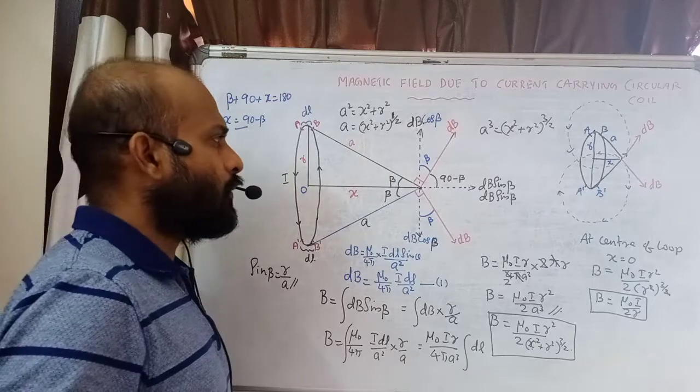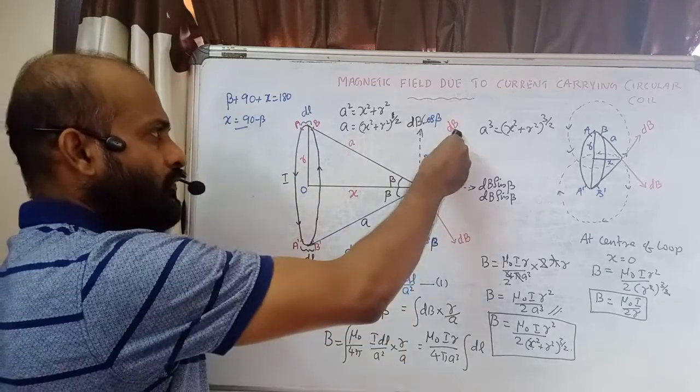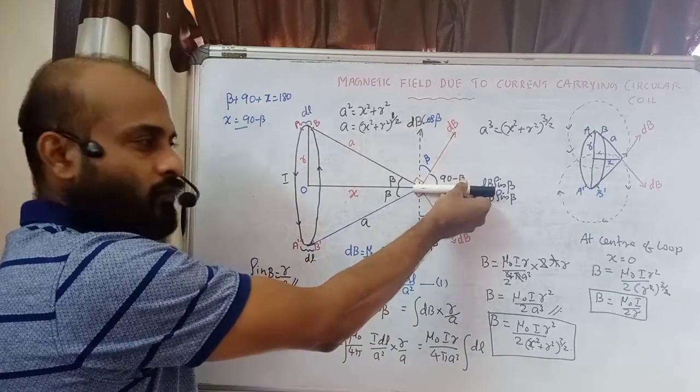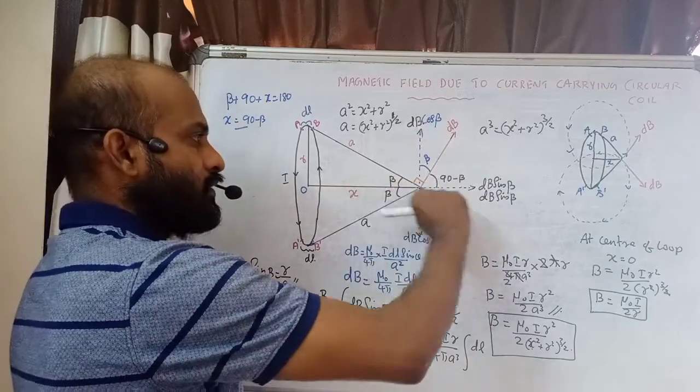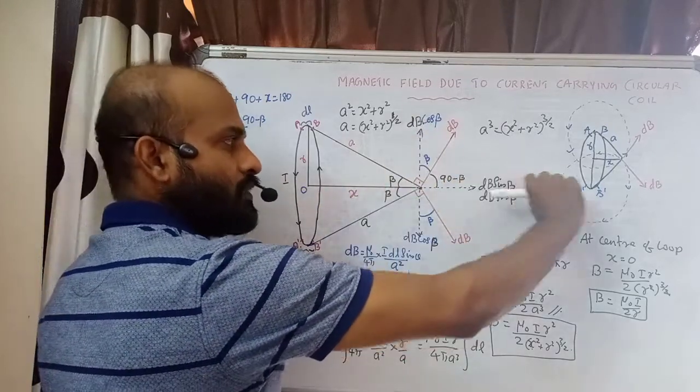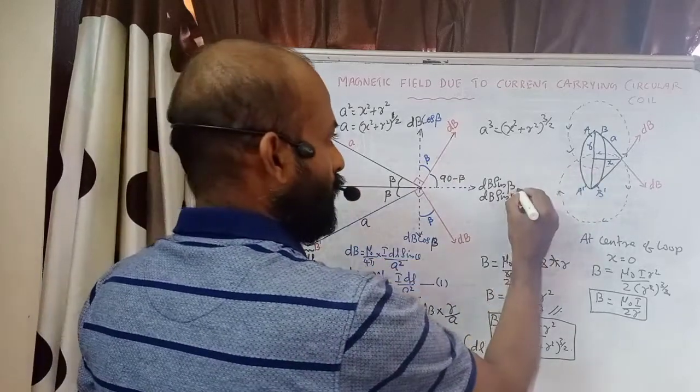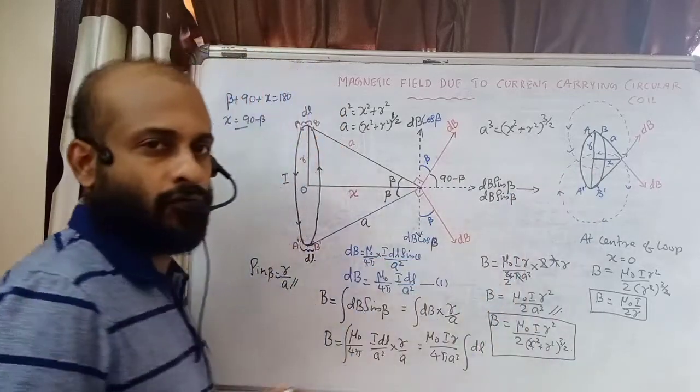Okay. Now what about the net direction? So the magnetic field is along the horizontal direction. Vertical components are cancelled. So what is the direction of the magnetic field? This is the direction of net magnetic field along this direction. I can say this will be the direction of net magnetic field.